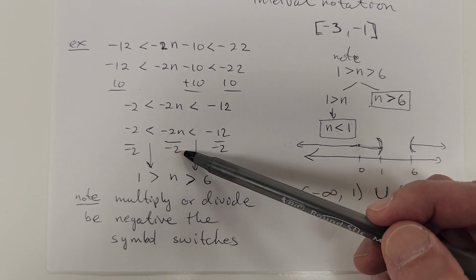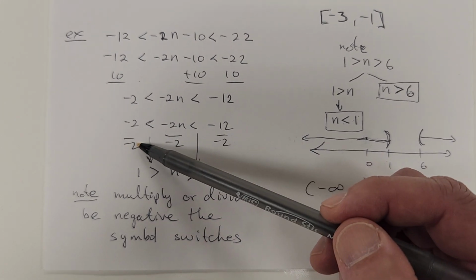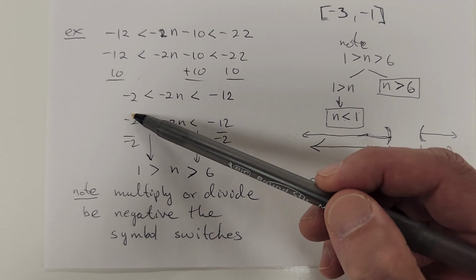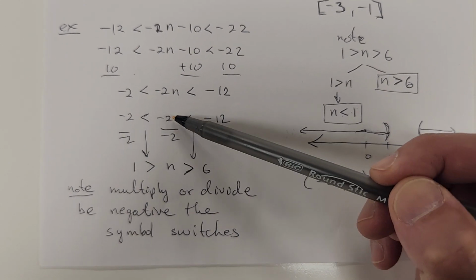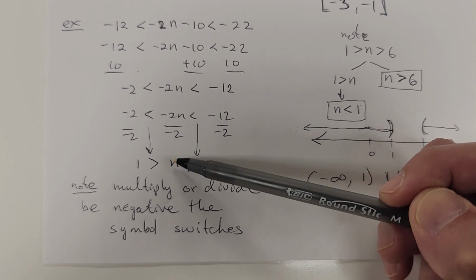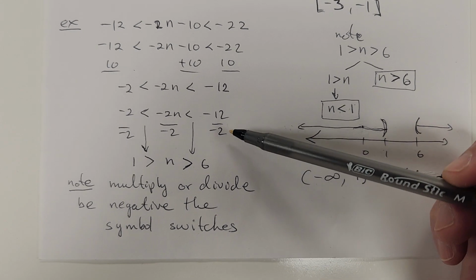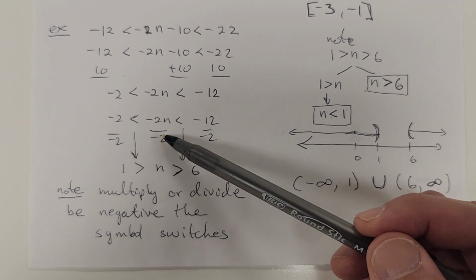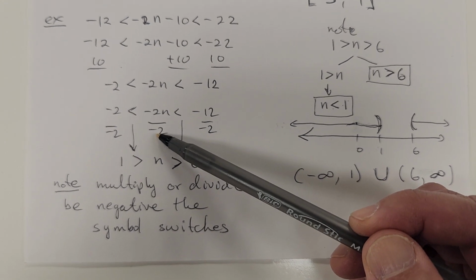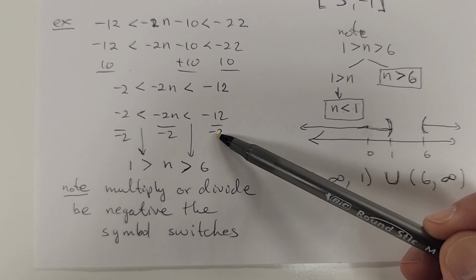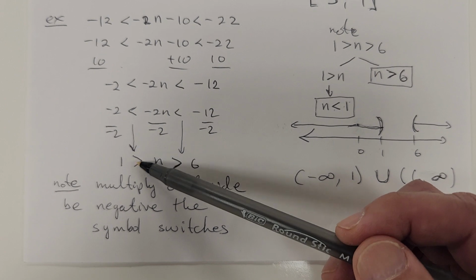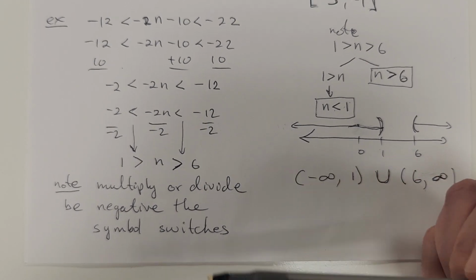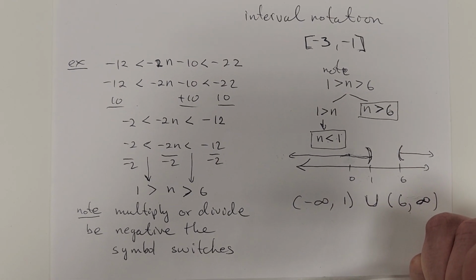Okay, divide by -2 to both sides, left and right. So negative and negative become +1. -2, -2 go away, I just have n. -12 divided by -2 gives me +6. However, I am dividing by a negative number, so this symbol is being switched. Okay, so be very careful of that.